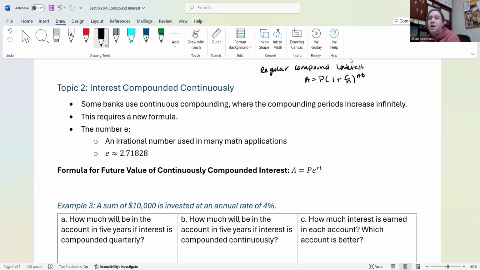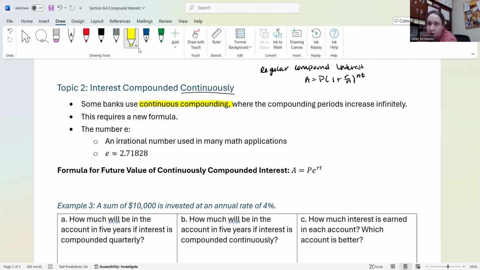That formula is when you're told the interest is compounded weekly, monthly, daily, quarterly, okay? If it says that interest is compounded continuously, it's a different situation, okay? So some banks use continuous compounding where the compounding periods increase infinitely. So this means interest is compounded every fraction of a second, okay? It's compounded kind of continuously, okay?